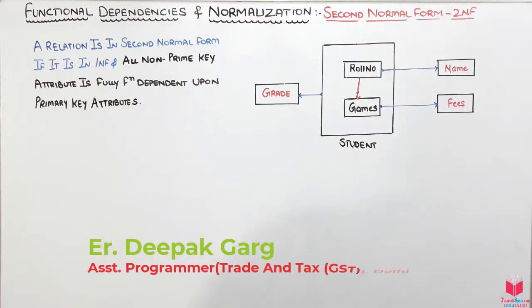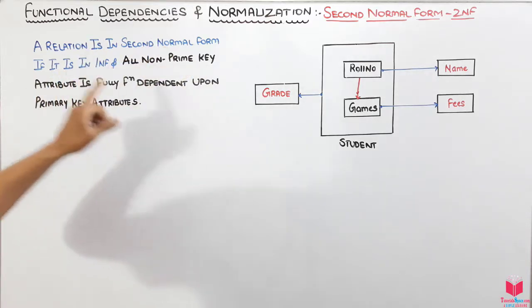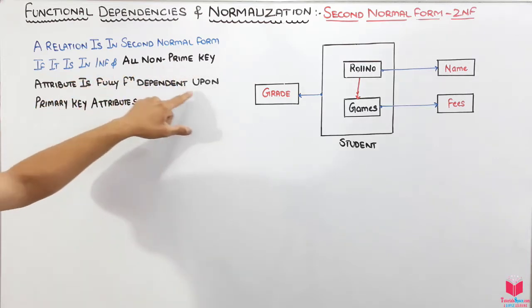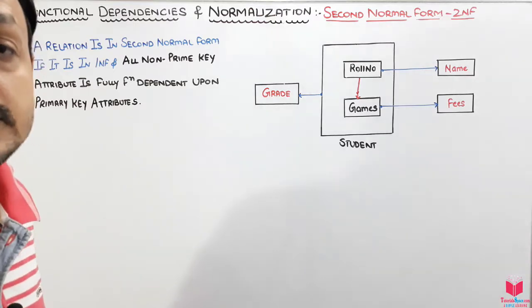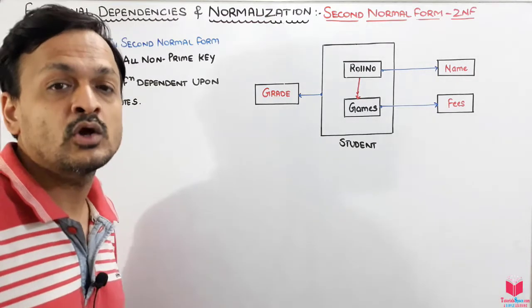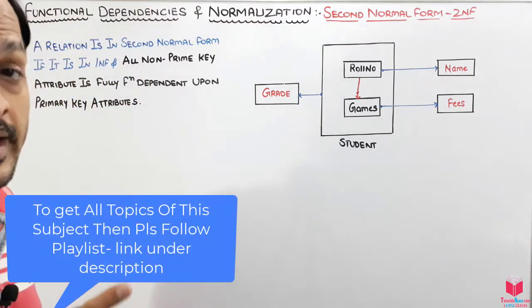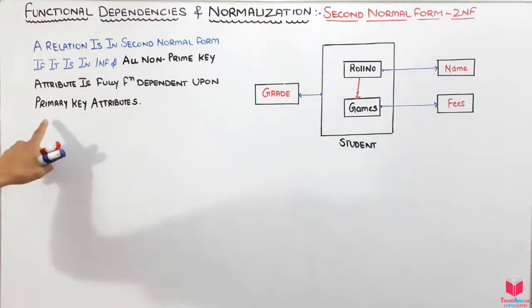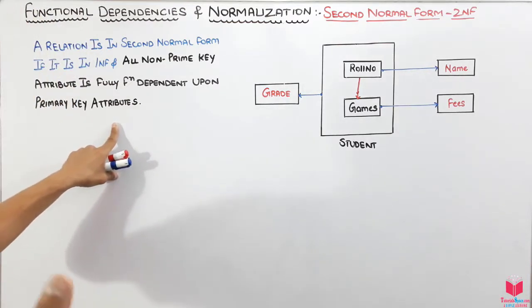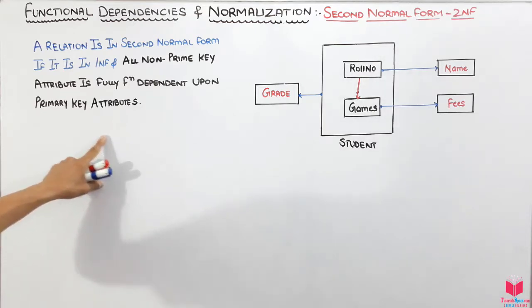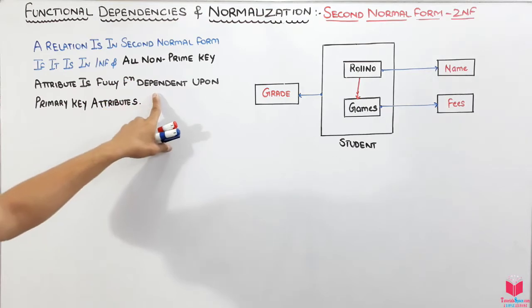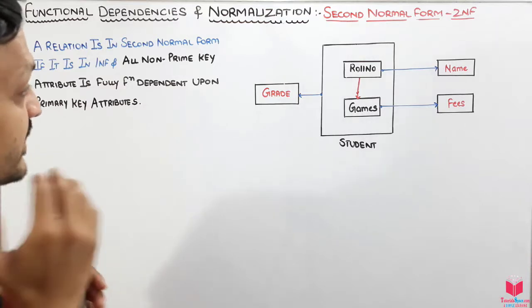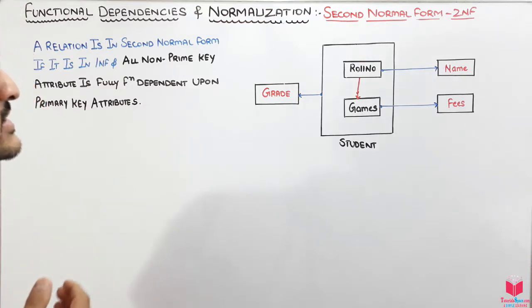The second normal form says that a relation is in second normal form if it is in first normal form and all non-prime key attributes are fully functionally dependent upon the primary key attribute. That means if we say a table is in second normal form, it is in 1NF and all non-prime key attributes of that table are fully functionally dependent upon the primary key attribute, or we can say the candidate key attribute. Okay guys, so this is the fully functional dependent concept. That's why I said please watch that video, so you will find this quite easy. So let's discuss it with an example.